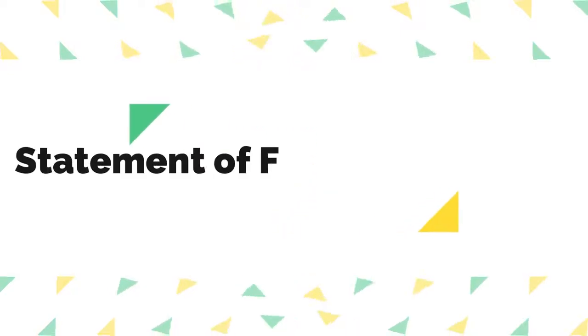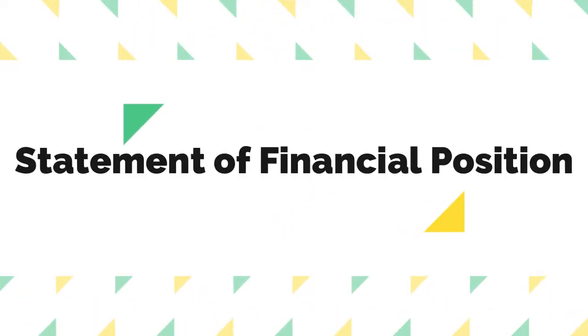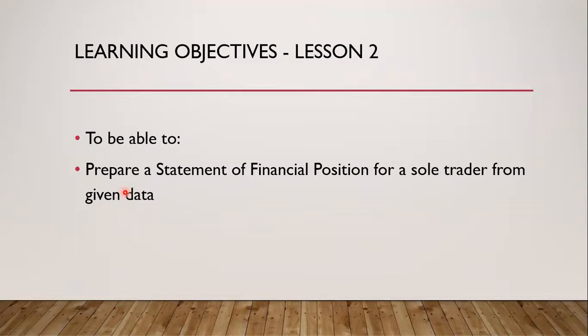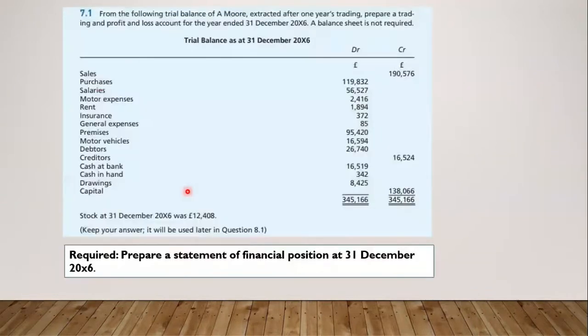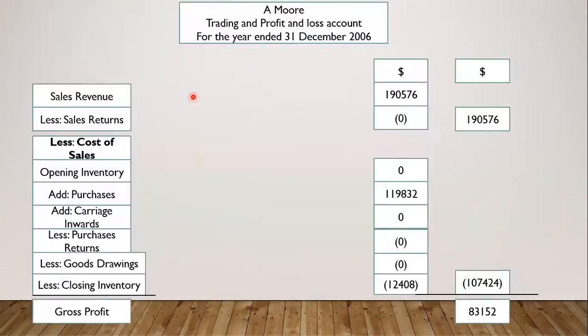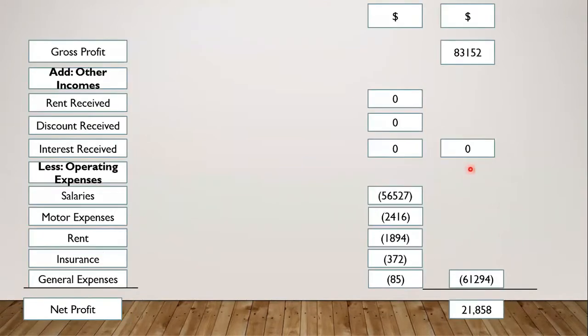We will be making a statement of financial position. Let's go ahead and see what the question is. Basically, we will be doing the same question as we did for the income statement, since we know that we cannot make a statement of financial position without an income statement. So we prepared an income statement already, and we calculated the net profit. Our net profit was 21,858.